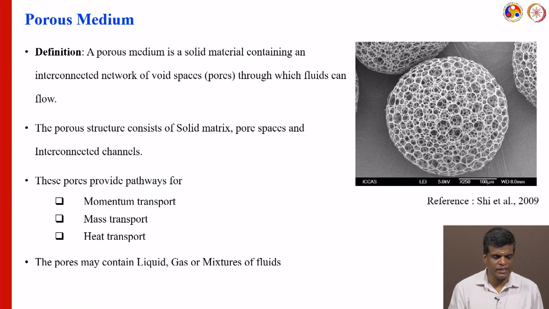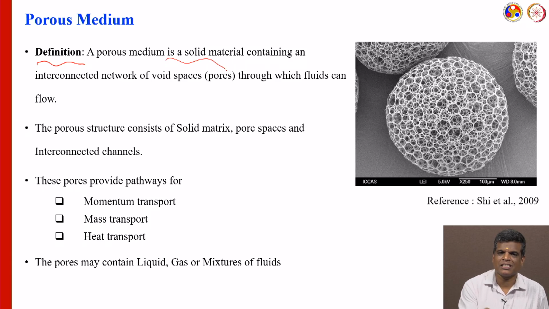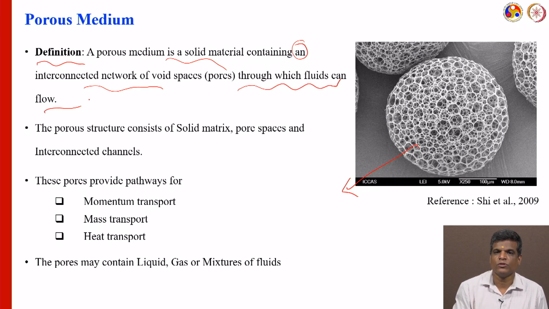So, what is a porous medium here? The definition: a porous medium is a solid material containing an interconnected network of void spaces, or pores, through which fluids flow. All types of fluid pass through the pores. The porous structure consists of a solid matrix, pore spaces, and interconnected channels.